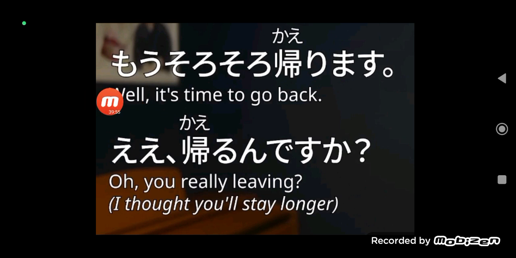Let's say you have a visitor, and person A is the visitor, and he says to person B, "Mo sorosoro kaerimasu." It's time to go back. And then person B will reply, "Kaerun desu ka?" Perhaps person B was the one being visited by person A. "Kaerun desu ka?" Oh, really? You're leaving now? I thought you'd stay longer.